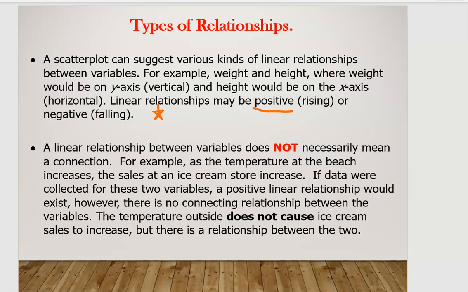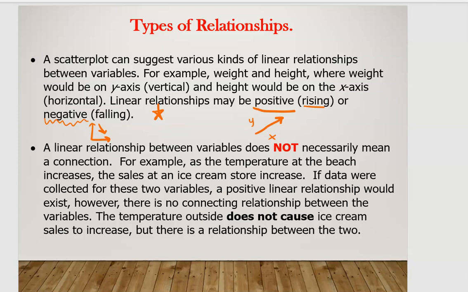As I showed previously, we have a positive one, and those are lines that are going up, because as x is increasing, so is y, so they're rising. And then we also have negative correlations, or negative relationships, which on our coordinate plane are lines that are going down, because as x is increasing, y is decreasing.